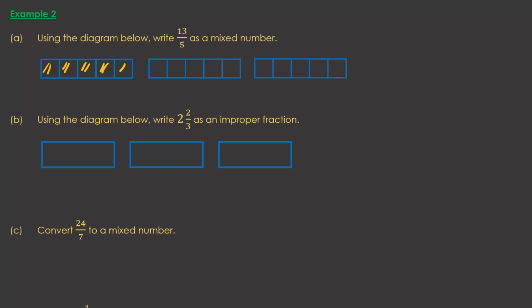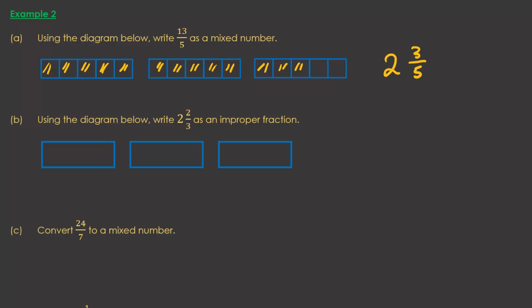So I'm just going to do that very quickly. And so I'm going to shade the first 10 and then 3 over here. And that means that it is 2 wholes and then 3/5.